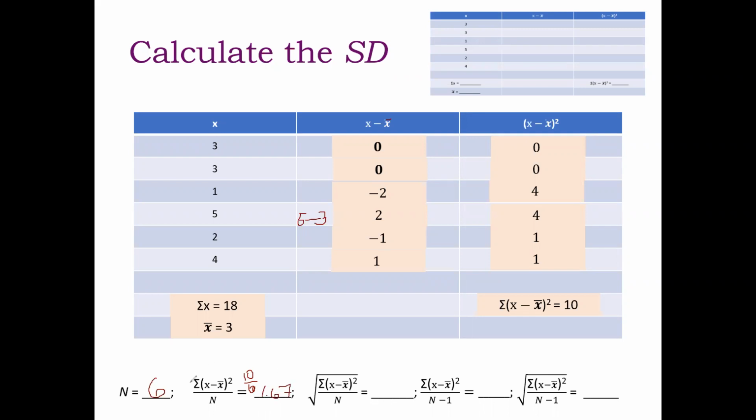That's the sample variance. To get the sample standard deviation, we have to take the square root of that value, which is 1.29. All right, to get the estimated population variance, we have to divide 10 by n minus 1, which is 5, equals 2, right? And to get the estimated population standard deviation, we have to take the square root of 2, which is about 1.41. All right.